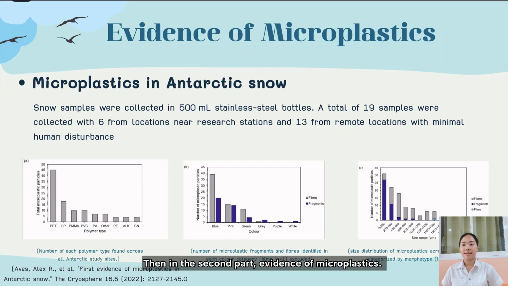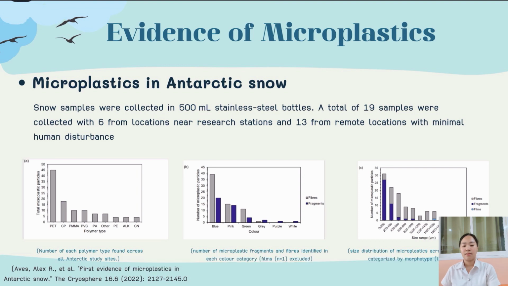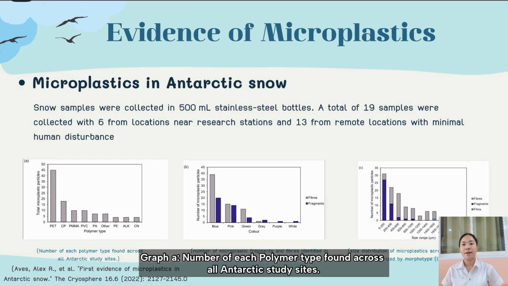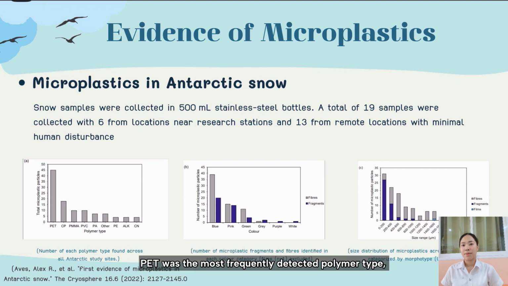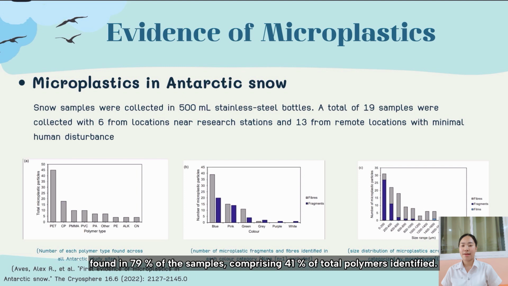Then, in the second part, evidence of microplastic, the graph shows polymer types identified across all samples. Graph A, number of each polymer type found across all Antarctic study sites. Polyester was the most frequently detected polymer type, found in 79% of the samples, comprising 41% of total polymers identified.